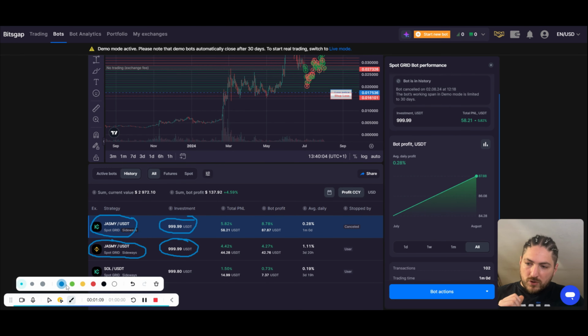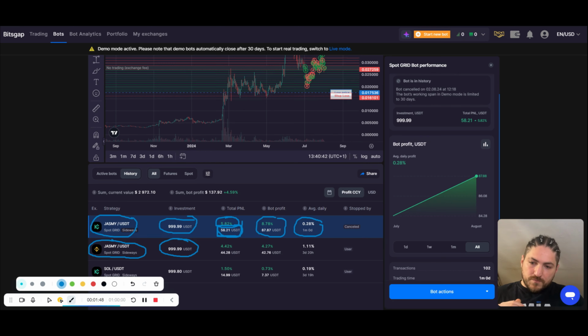So bot number one has been running for a month. It's doing 0.28% daily, which is quite good. In bot profit terms, it's done 8.78 bot profit percentage with 87.87 USDT. Total P&L is 5.82 percentage with a 58.21 in USDT profit. So when I close the bot, this is what I cashed out.